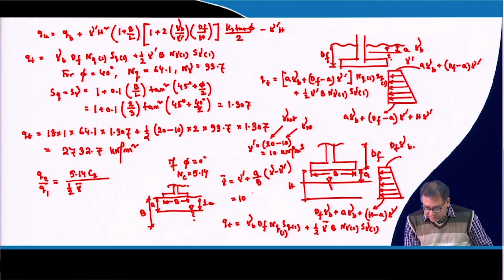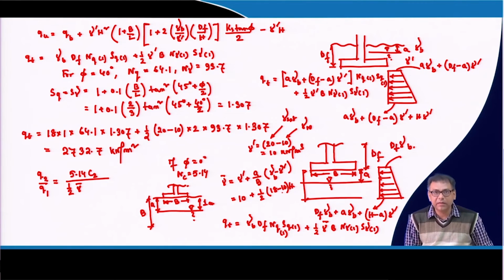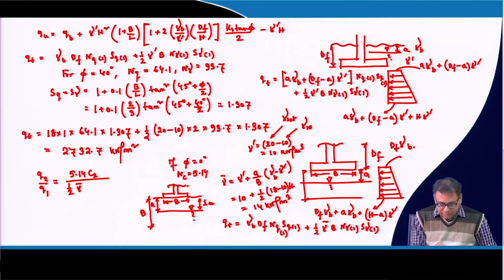So, this is 10 plus, A is 1, B is 2, gamma bulk is 18, then gamma dash is 10. So, this value is coming out to be 14 kilonewton per meter cube for this particular case. I am taking gamma bar because the water table is below the base of the foundation at a distance of 1 meter from the base.